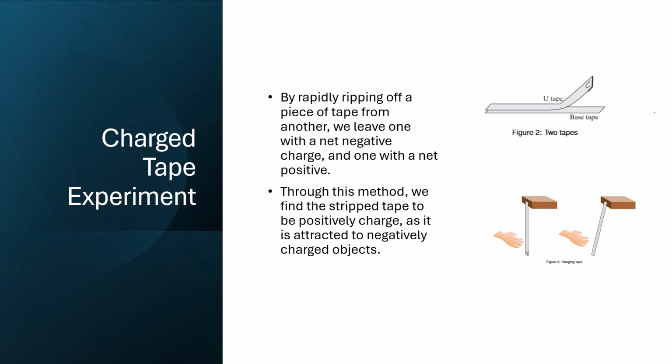Then, to see whether each of the pieces of tape are positively or negatively charged, we hold it up to another charged object. In this case, I used a negatively charged pen. When I held this pen up to the pieces of tape, I found that they were attracted to it, meaning that the pieces of tape are positively charged.